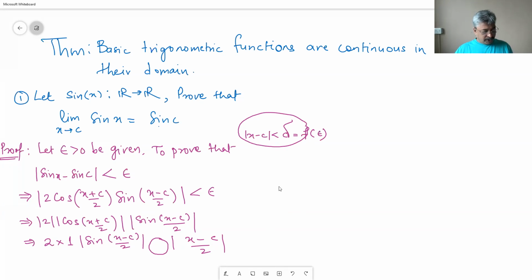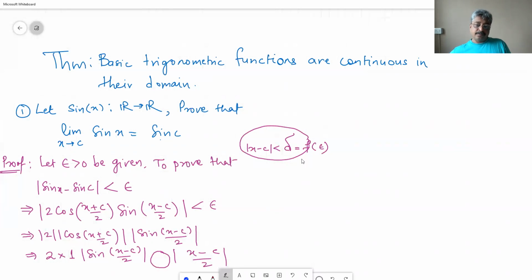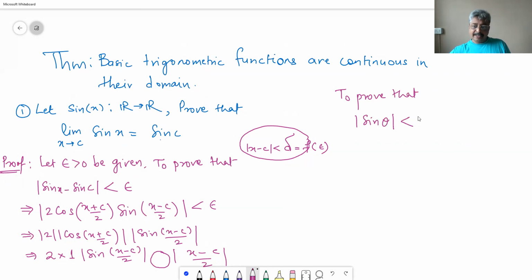So what we need to prove now, dealing with the sine function, is the claim that |sin theta| is less than |theta| for every theta belonging to minus pi by 2 to pi by 2. If this inequality is true, then we can directly write the rest.